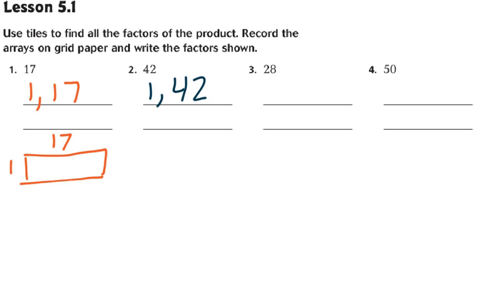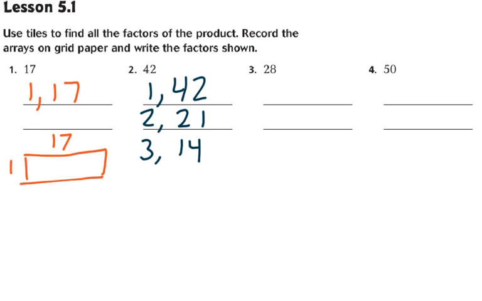Then because 42 is even, it's divisible by 2. Then we have to think, 2 times what gets us 42? 21. Our divisibility rule for 3 said if I add my digits, so I find the sum of my digits, that has to be divisible by 3. 4 plus 2 is 6. 6 is divisible by 3, so 42 is divisible by 3. 3 times what gets me 42? This is where I might have to divide. 3 times 14.